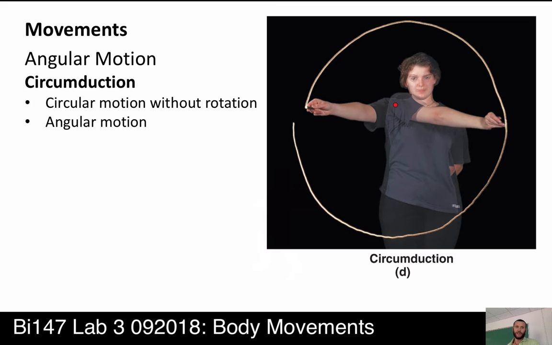There is circumduction. Now, circumduction is confusing because it sounds like it would be a type of rotation. It's not. This is not rotating this joint. It's an angular motion. It's not rotating the femur at all. It's just changing the angle at which the femur attaches to the glenoid fossa in the scapula. So we call this circumduction, and you can circumduct the shoulder.